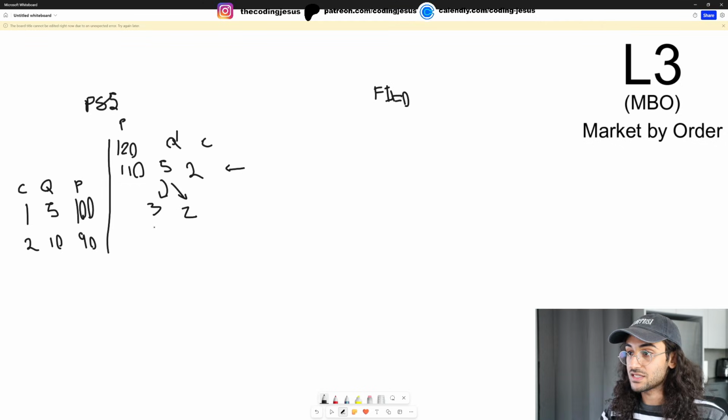Now, because person A was here first, before person B, and person A is offering 3 units at 110, person A is going to be filled for 1 quantity. So this will go down from 3 to 2, and the total quantity on this level is now going to be 4. Okay, so let's talk about how Q priority works.